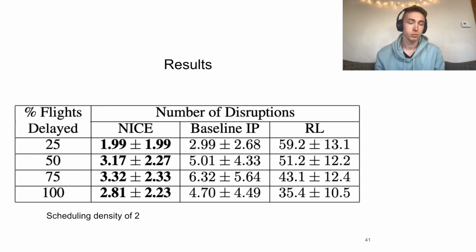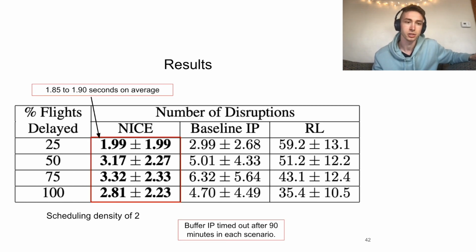Where NICE really shined is in the case where we had a more dense scheduling scenario. So we give it a scheduling density of 2. So if the group that we scheduled flights for would have 50 flights in a week, now we schedule with 100 flights in a week. And this is where NICE did really well. Again, you can see it did better than the baseline and the reinforcement learning scheduler. But also, the buffer integer program was never able to create a single solution for any of the F values within 90 minutes. It was supposed to create 100. So NICE basically has a huge time advantage here, and it was able to create its solutions in less than 2 seconds on average.